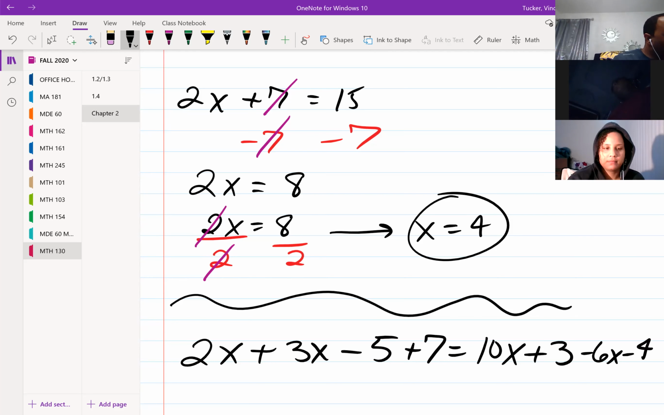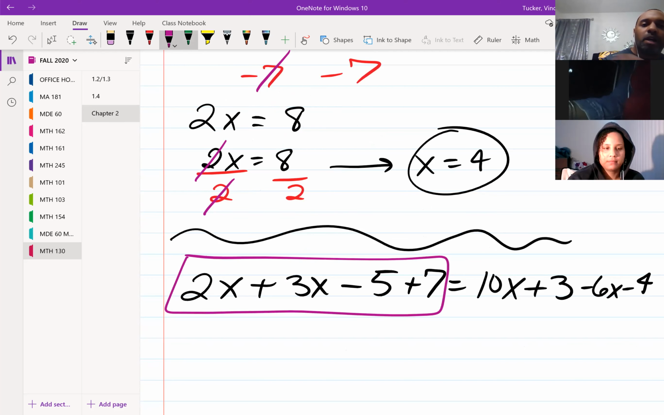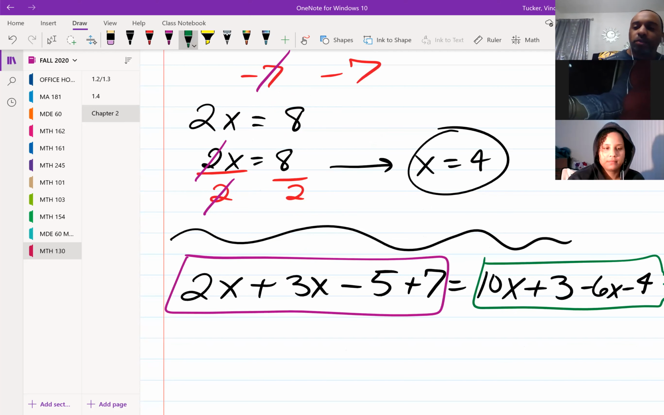All right. So here we have 2x plus 3x minus 5 plus 7 equal to 10x plus 3 minus 6x minus 4. Okay, cool. All right, so what I would do here is combine my like terms on this side, combine my like terms on this side before I move things across the equal sign. I would just simplify as much as I can on each side of the equation.